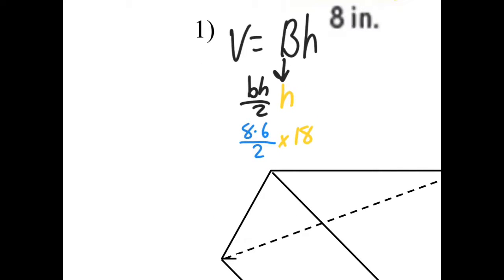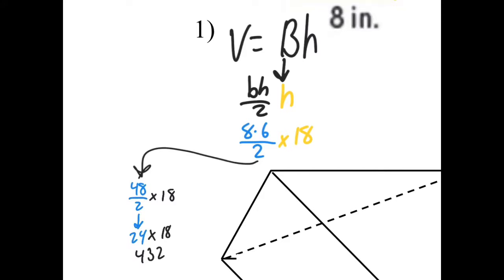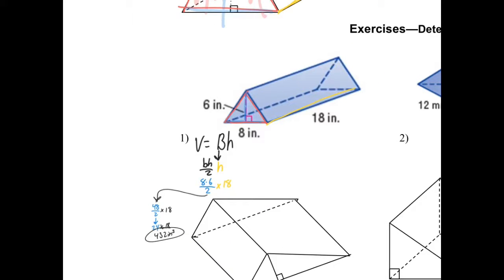I'm going to start working this way a little bit because I kind of ran out of room, so I'm going over here now. So 6 times 8 gives us 48. Again, we have to divide by 2, and then we are going to multiply by that height of 18. When we do 48 divided by 2, we get 24. Again, we'll be doing that times 18. And now we do 24 times 18, which gives us a total of 432, and that'll be inches cubed. So our volume for this entire figure is 432 inches cubed.